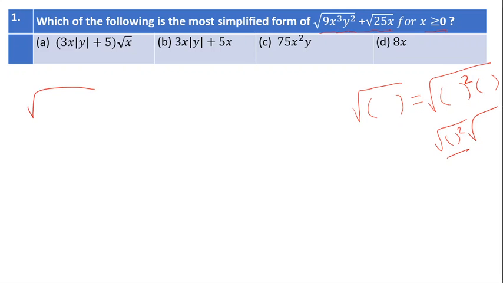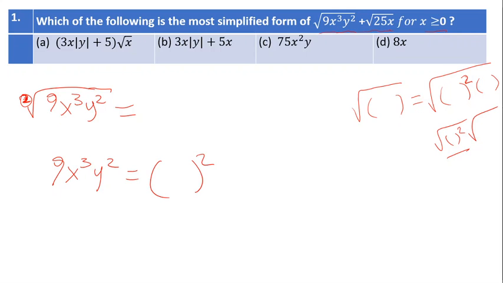So let's do it step by step. The main question here is, as you see, the index is 2. If there is nothing written, that means the index is 2. If the index is 2, to simplify it, you have to write this as a square of something times some other thing. So here you can write 9 as 3 squared, and you can separate x cubed like x squared times x, and this is y squared.